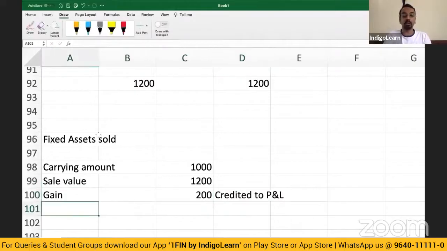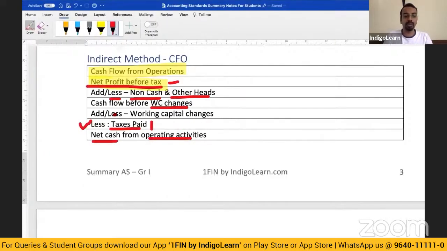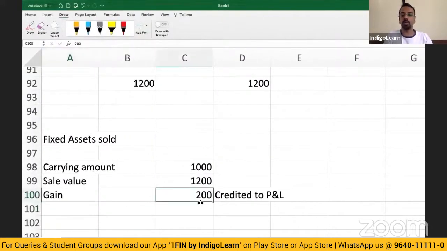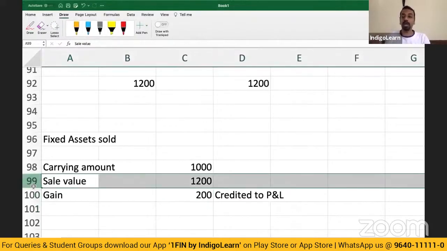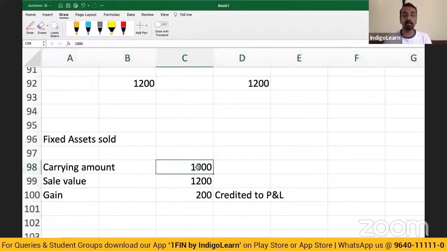And when you do this adjustment, less non-cash and other heads, here your adjustment will be this 200 only. It will not be the full amount. Whereas the sale value 1200 will come as cash flow from investing activity. We will show it as a cash inflow. This carrying amount does not have any relevance in the cash flow statement other than to compute this 200 of gain. Now, sometimes what happens is this is given as a missing figure.